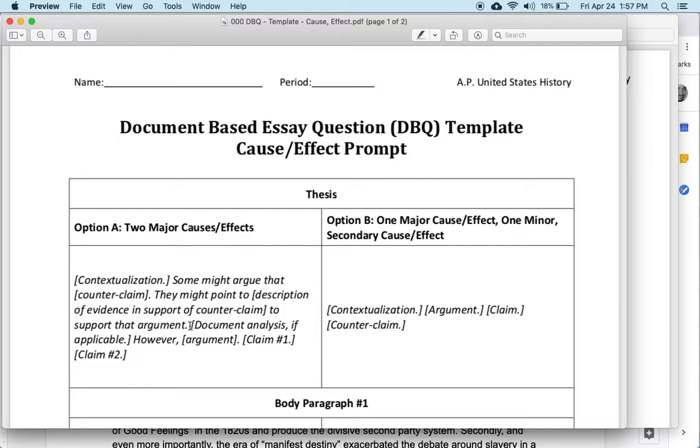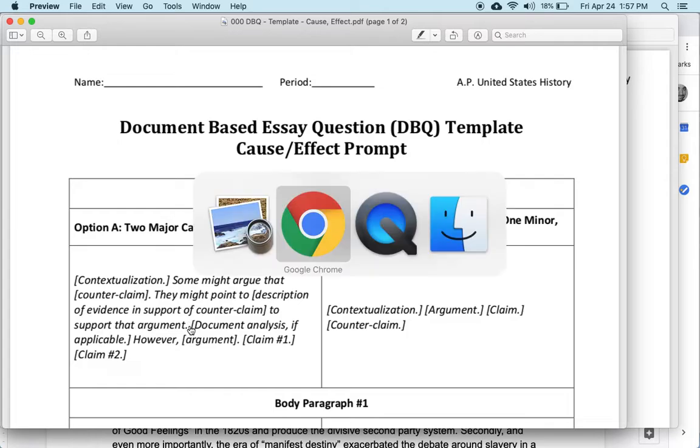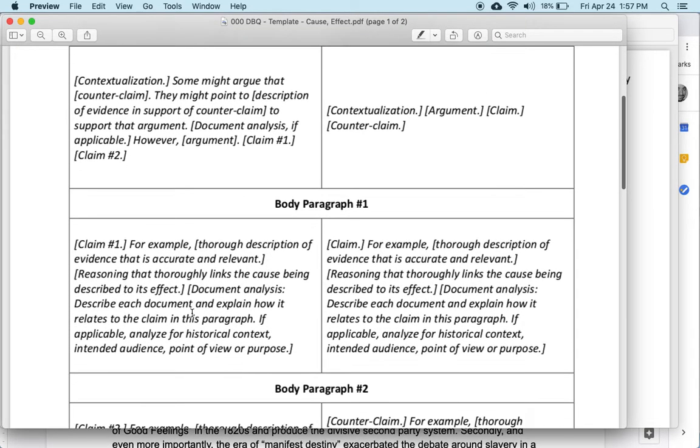Remember that when you use a document, you have to do two things with that document. And it's not up here, but it is down here. You have to A, describe the document. So say what's in the document. What is happening? What is happening in the image if it's an illustration of some kind? What is the person saying if it's a text? And B, you have to explain why you're including it in this paragraph. In other words, why does it fit with this claim or counterclaim? And if you want to do that for this document, although you only have to do that now for two documents, analyze it for historical context, audience, point of view, or purpose.